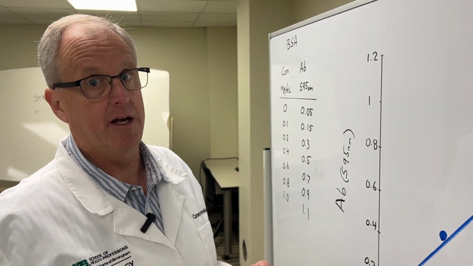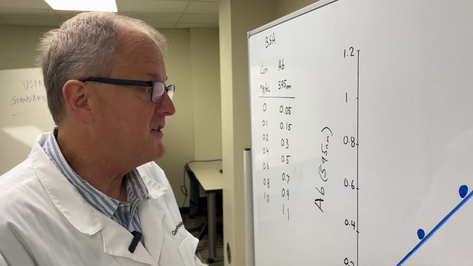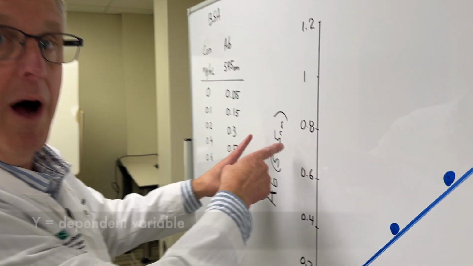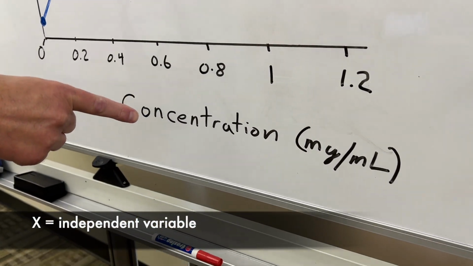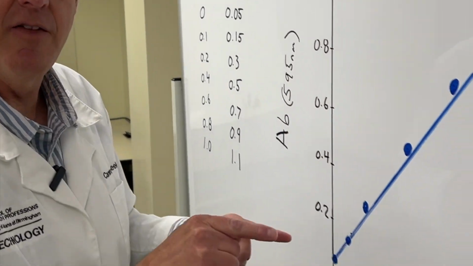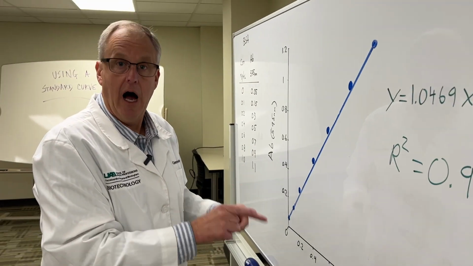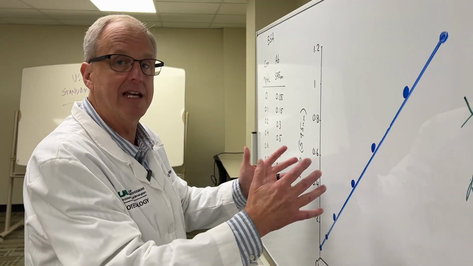And sometimes I get asked, Dr. Sheeler, which axis do I have to graph it on? Well, think about this. The y-axis is the dependent variable. The x-axis is the independent variable. That means these values depend on these values. So I know the concentration. Absorption depends on the concentration. That's how we graph this.